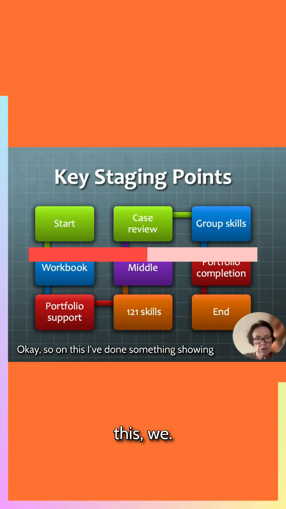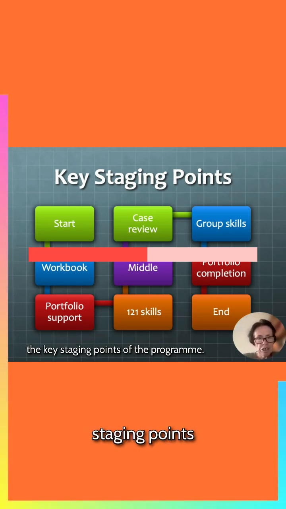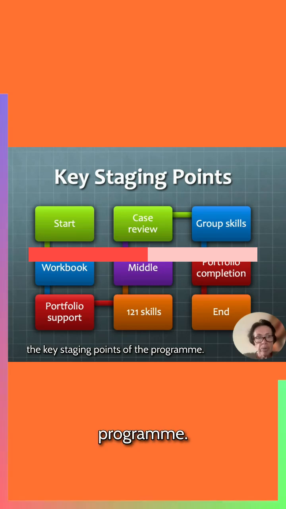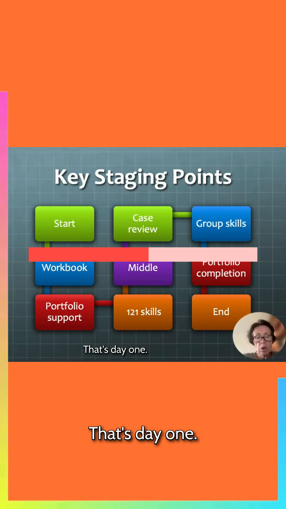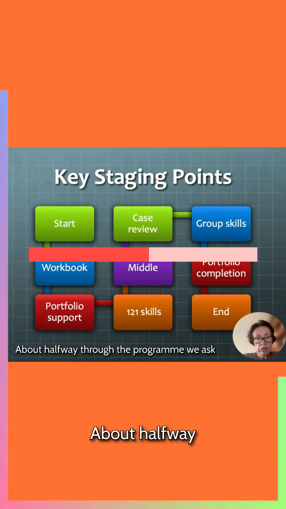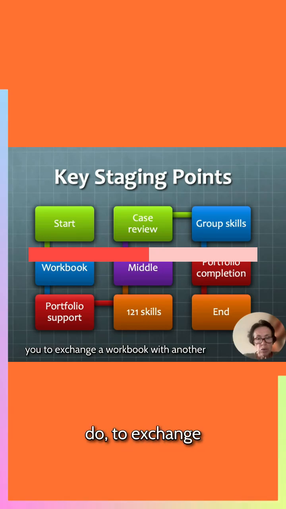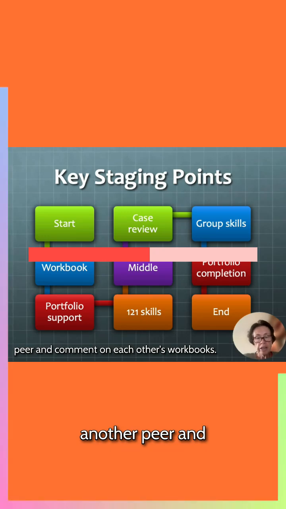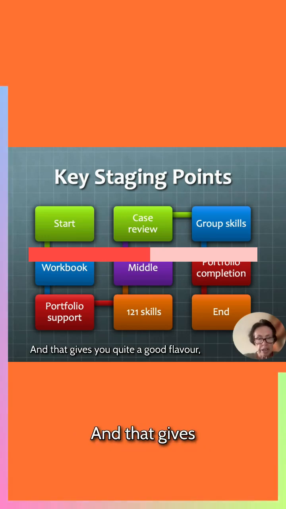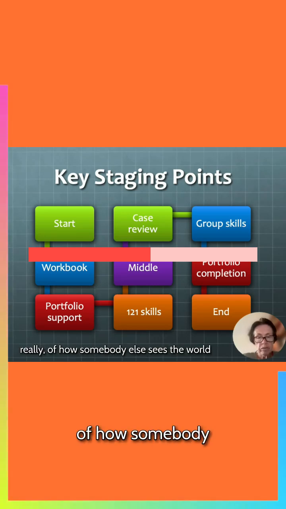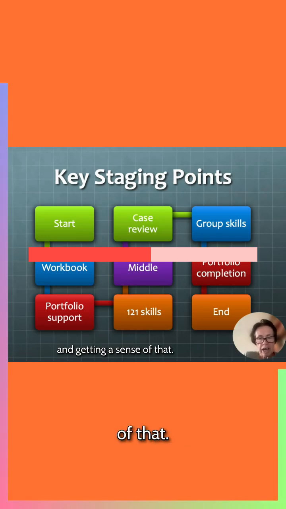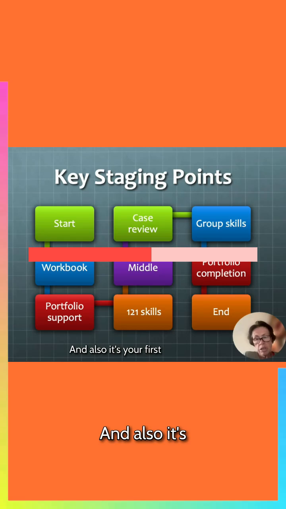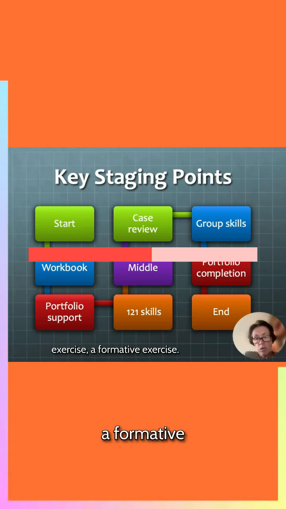Okay, so on this, I've done something showing the key staging points of the programme. And as you can see there, we start the programme, that's day 1. About halfway through the programme, we ask you to exchange a workbook with another peer and comment on each other's workbooks, and that gives you quite a good flavour, really, of how somebody else sees the world. And also, it's your first formative exercise.